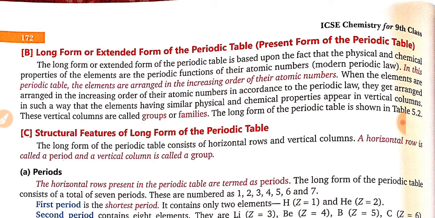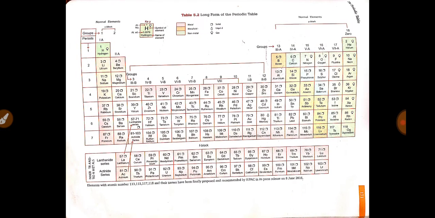In this periodic table, the elements are arranged in the increasing order of their atomic numbers. When the elements are arranged in this way in accordance with the periodic law, elements having similar physical and chemical properties appear in vertical columns. These vertical columns are called groups or families, the same as in Mendeleev's table. The long form of the periodic table is shown in table 5.2. So this is the long form of the periodic table.